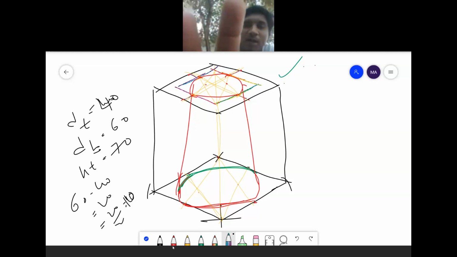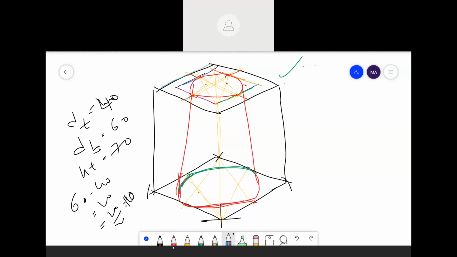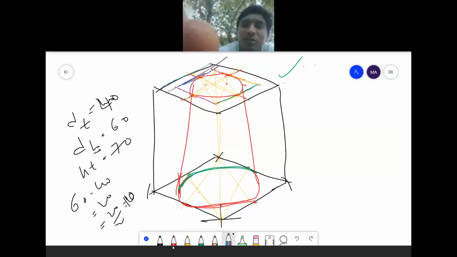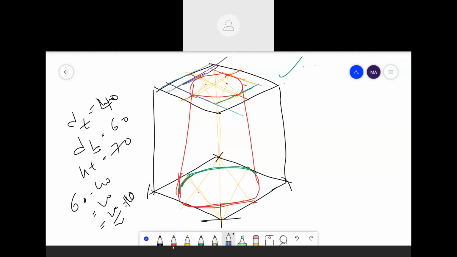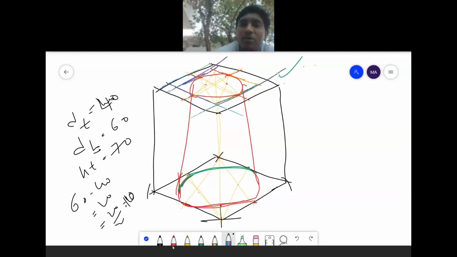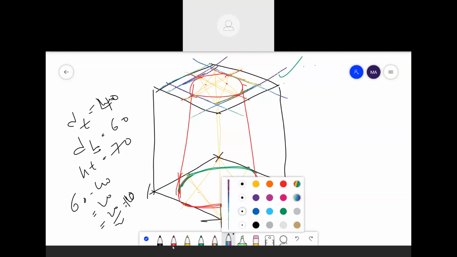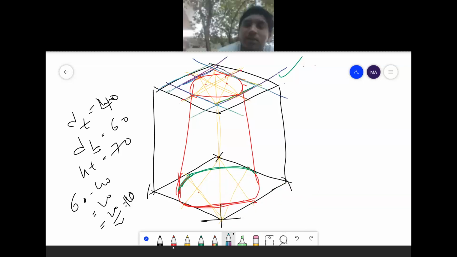Drawing a parallel line to this black line. We draw a line parallel to this black line like this. Then you will get one square like this.